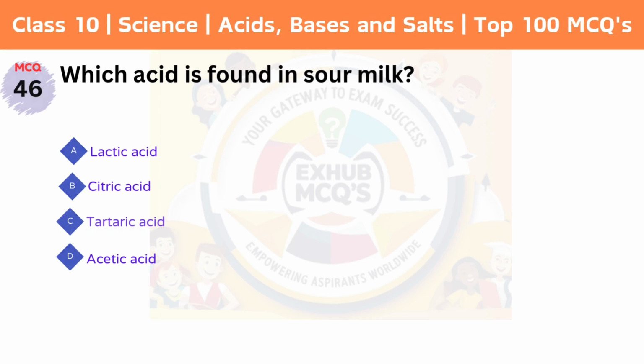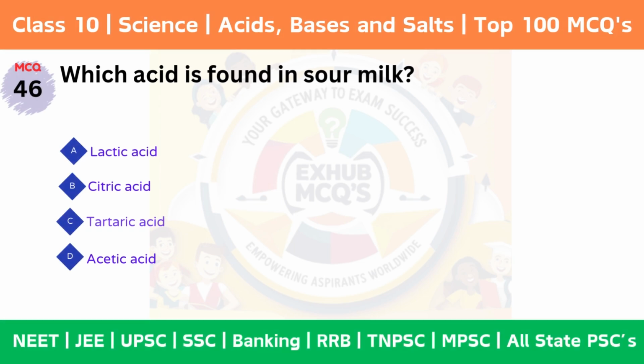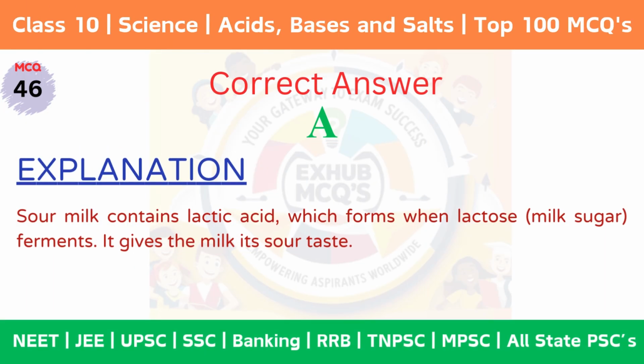MCQ 46. Which acid is found in sour milk? Option A, lactic acid. Option B, citric acid. Option C, tartaric acid. Option D, acetic acid. The correct answer is option A, lactic acid. Explanation. Sour milk contains lactic acid, formed when milk sugar lactose undergoes fermentation. This acid gives the milk its sour taste.